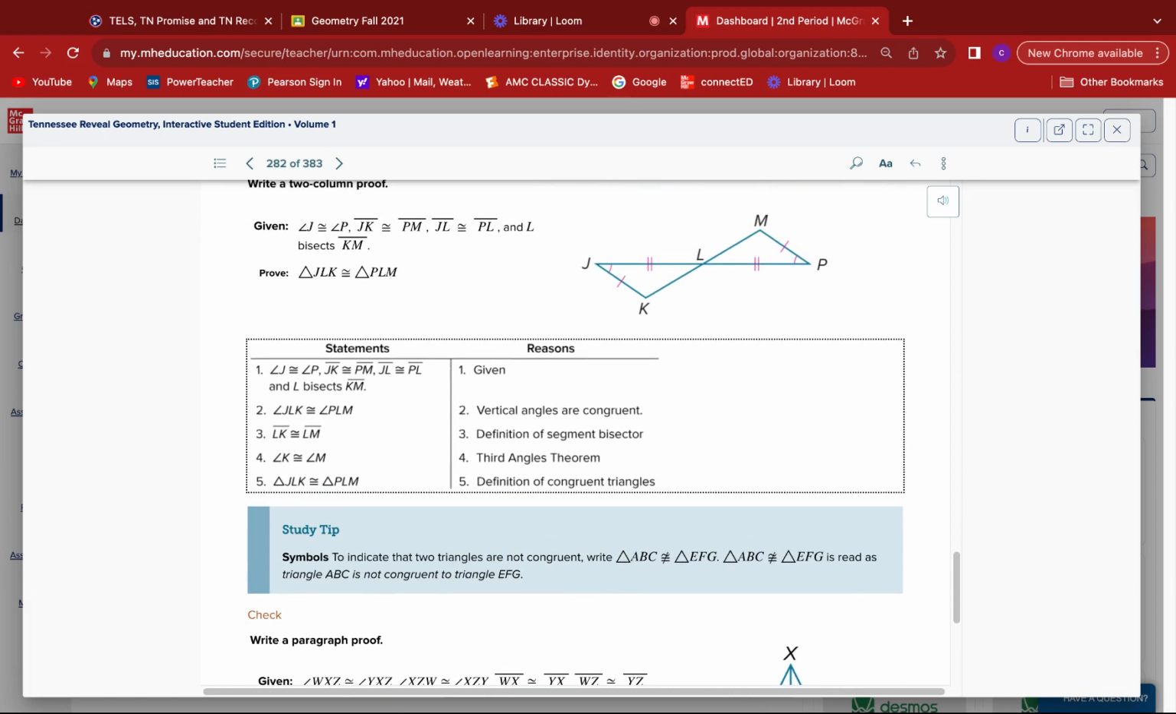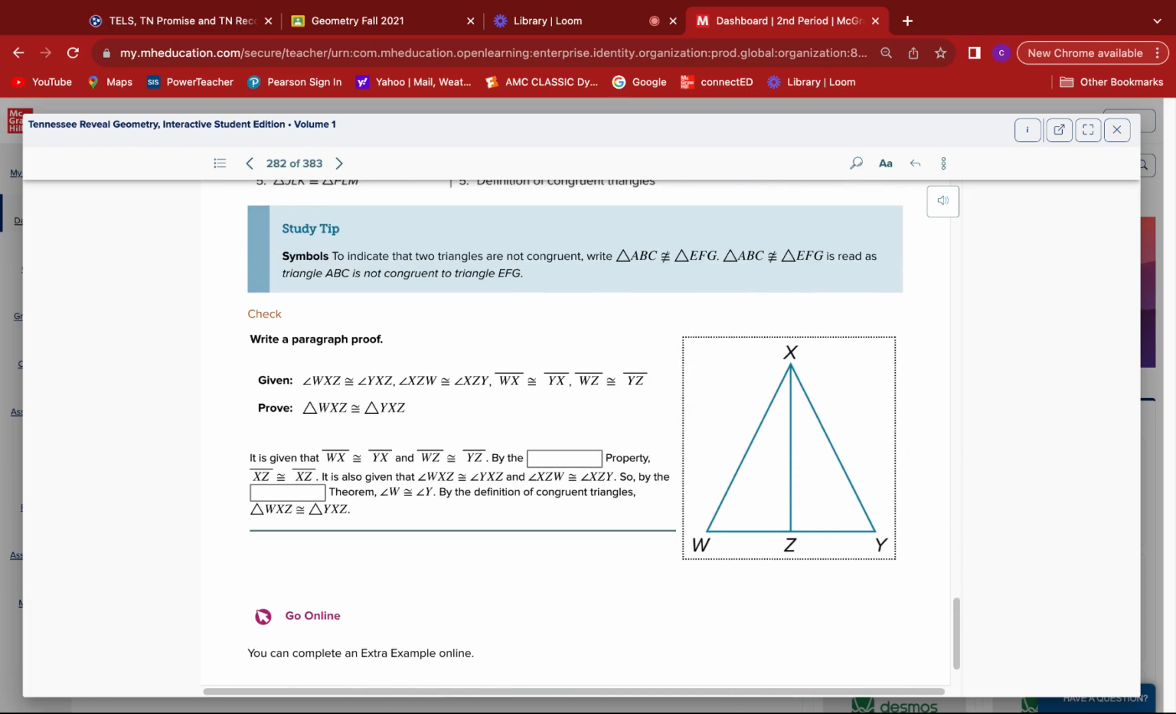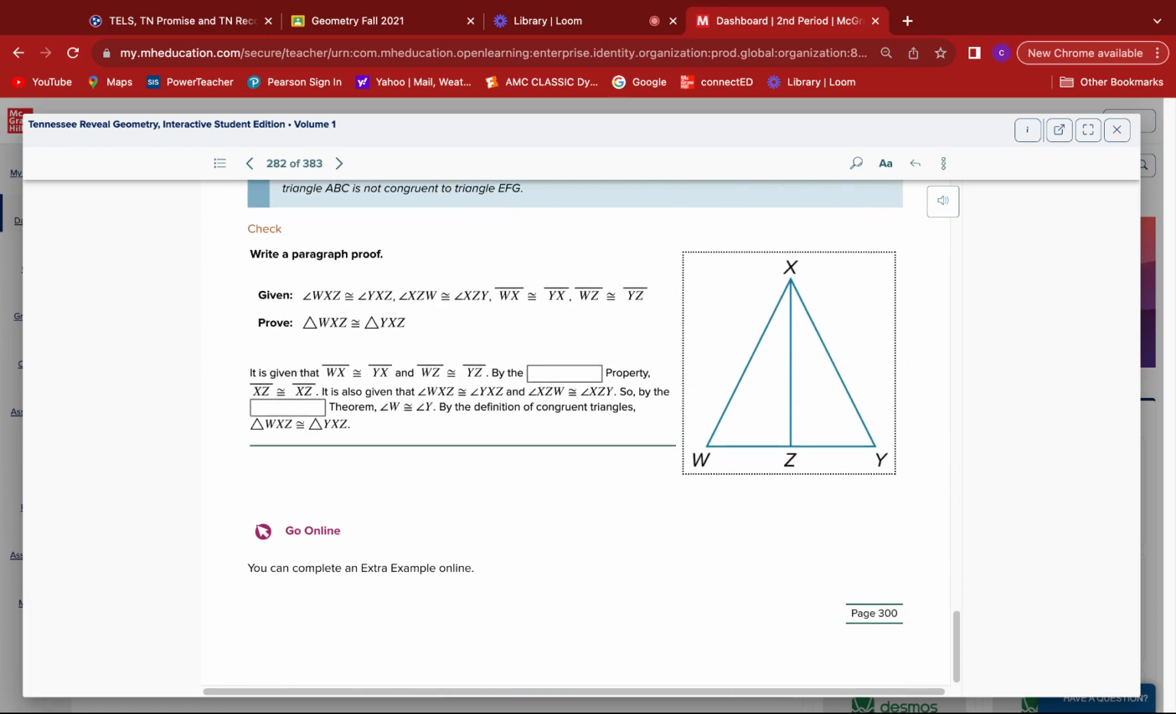Example number 4 is a proof. We don't do proofs in Tennessee anymore. They're not in the curriculum, thank goodness. So I'm going to skip this problem. And looks like I'm done with this page.